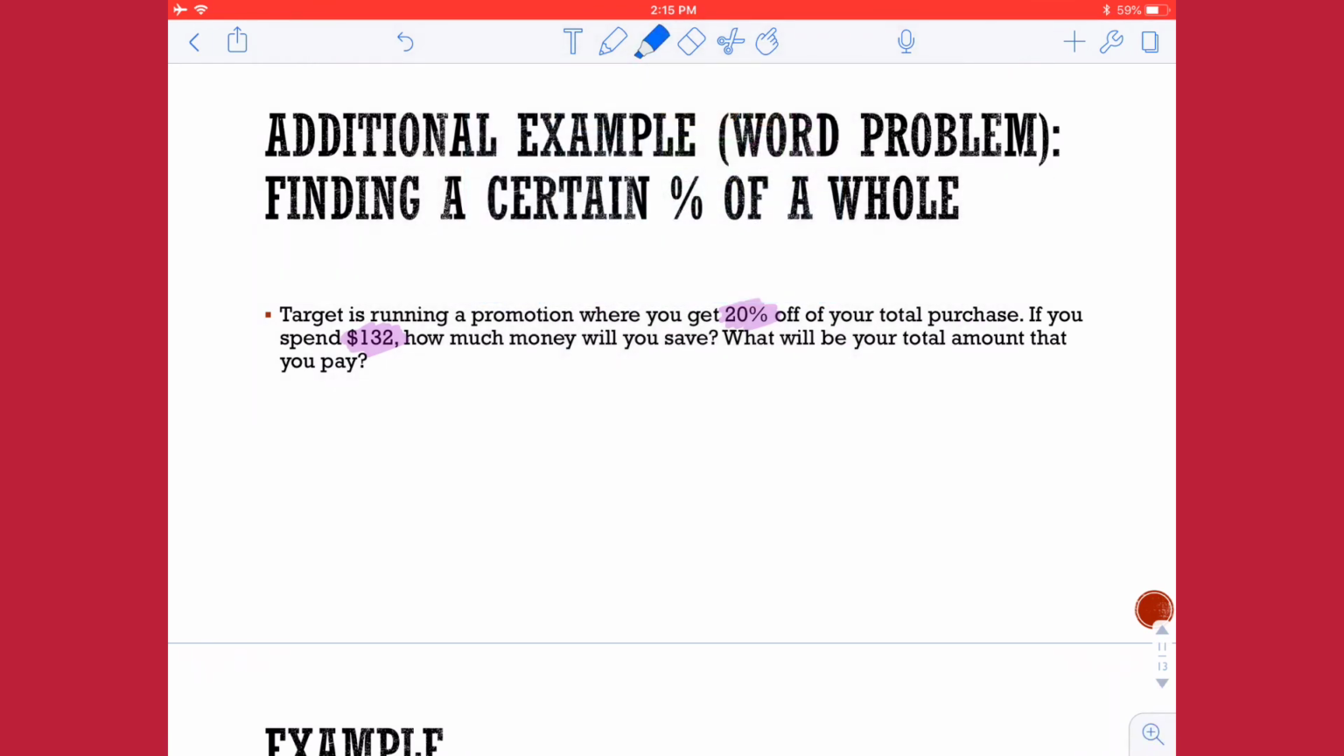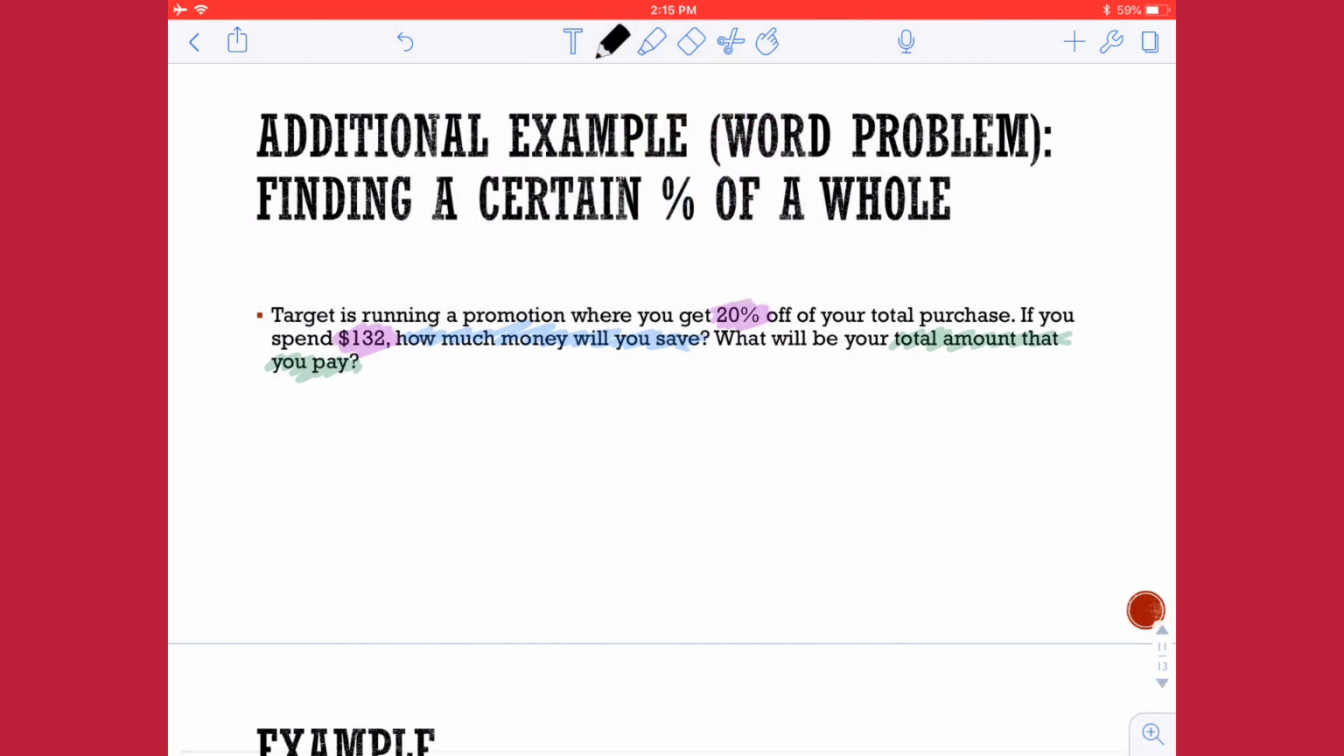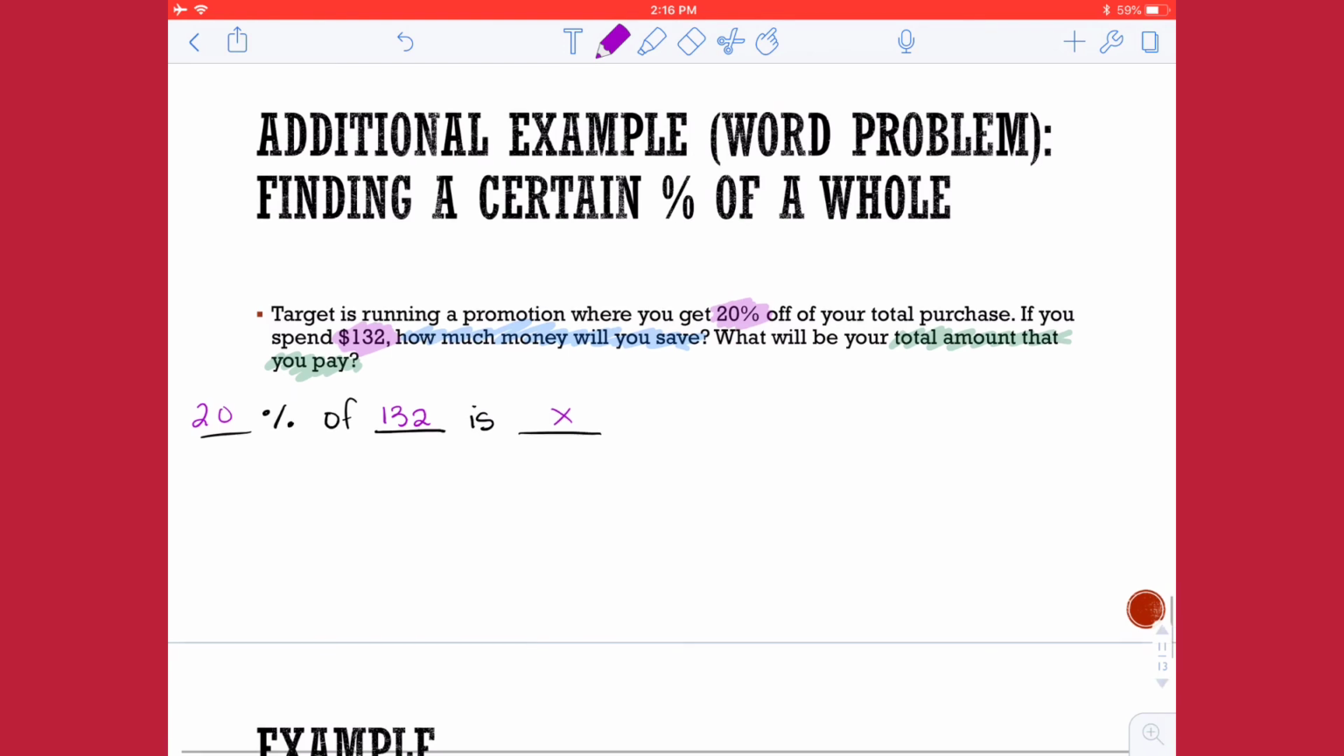Then I want to think about the questions that I'm being asked. How much money will I save? That's its own question. And then the next question is, what will be the total amount that I have to pay on the item? So let's start out by making our little statement. Blank percent of blank is blank. And let's fill in our blanks. We have 20% of our total amount, which is 132, and I'm trying to figure out what is that.